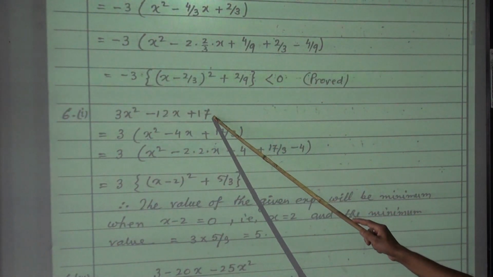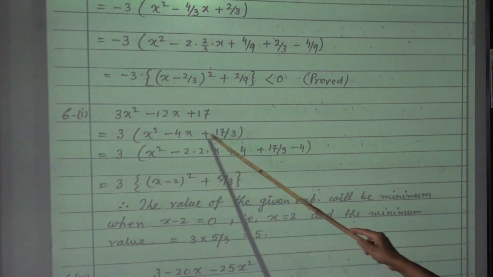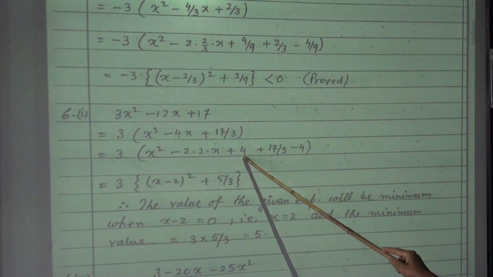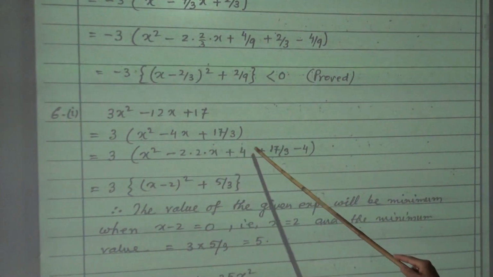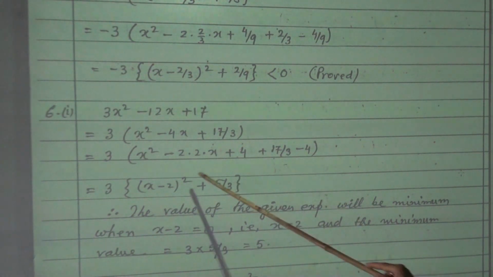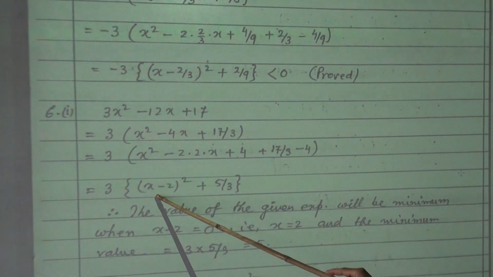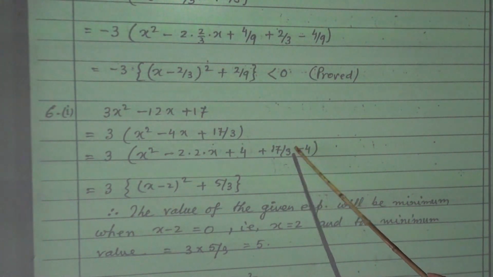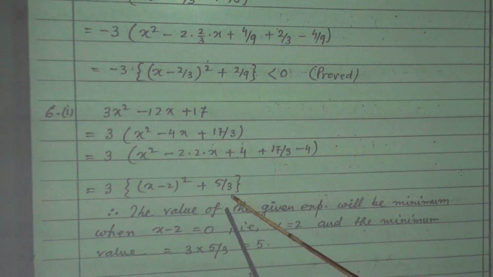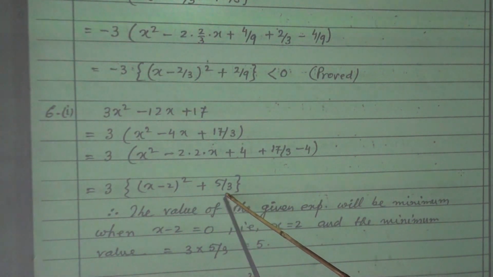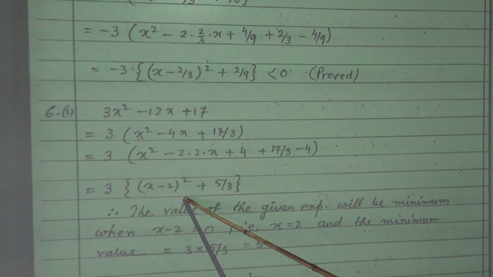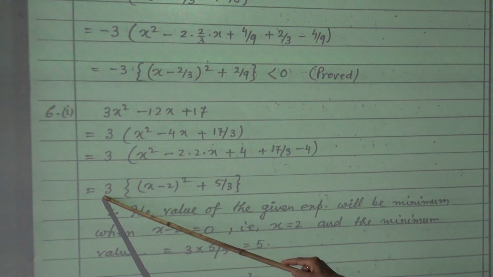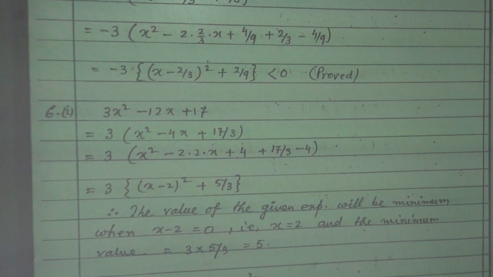Another example, this one, 3 common. Now 4x is 2 into 2 into x, 2 square is 4, adding and subtracting 4, and 17 by 3 as it is. These 3 terms give you x minus 2 whole square, and if you take LCM here, 3 into 4 is 12. So 17 minus 12 is 5, so 5 by 3 is coming here. Once again, the minimum value of this is 0. 0 plus 5 by 3 is a positive quantity, into 3 is a positive quantity. So the value of this is coming a positive quantity.